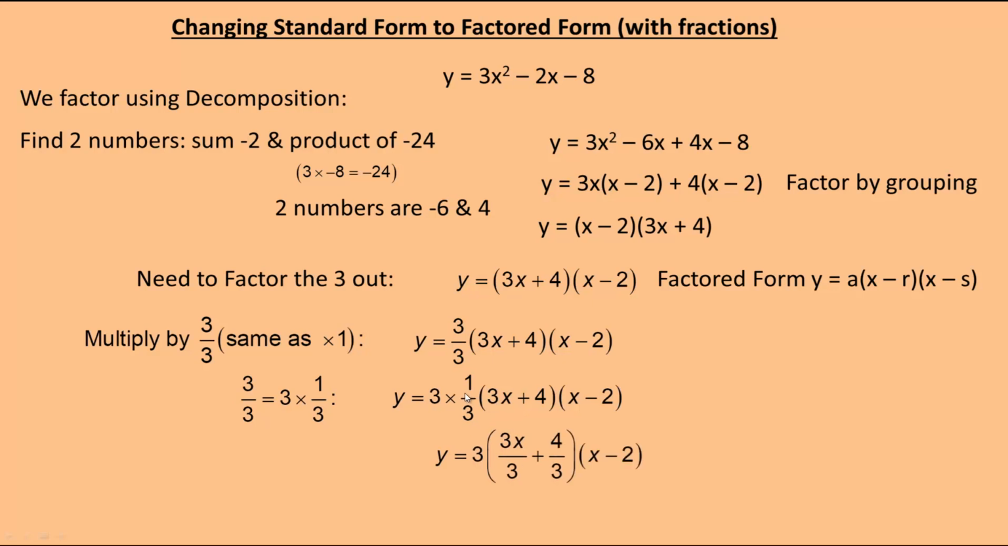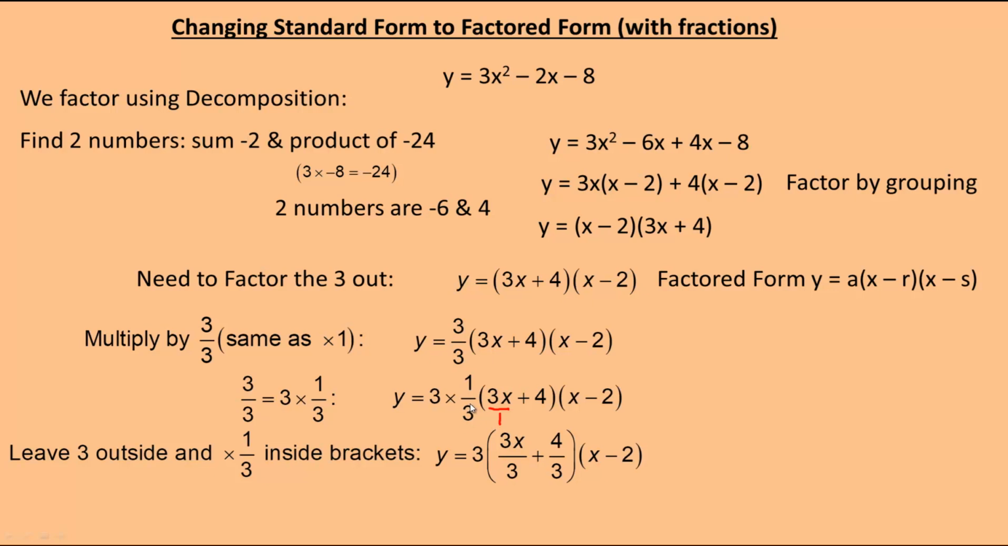So if I multiply, we'll leave the 3 outside and multiply by a third. When I multiply a third by 3x, I get 3x over 3. Remember, this 3x, if you want to write it, has a denominator of 1. So 1 times 3x is this 3x. In the denominator, 3 times 1 is this 3.